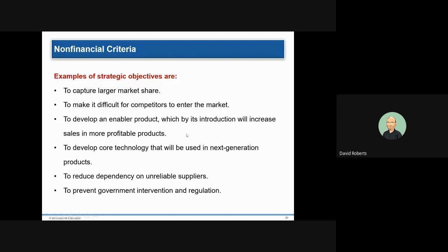So, some non-financial criteria. Sometimes companies will just go into places to capture market share. As far as I'm aware, things like the Xbox have never really actually turned a profit, or they make their money in other ways. The base units, they don't make any money on. They make money off the games, etc. Or just to get their product into the home environment.